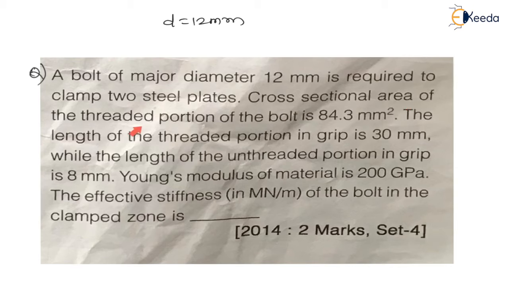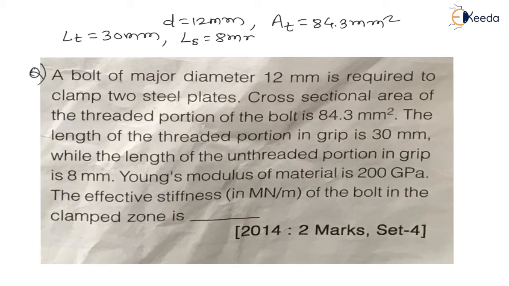Cross section area of threaded portion of the bolt is 84.3 mm square. Again, the length of threaded portion in the grip is 30 mm. After that, the length of unthreaded portion in the grip is 8 mm. Now, length of unthreaded portion, that is length of shank, is equal to 8 mm.